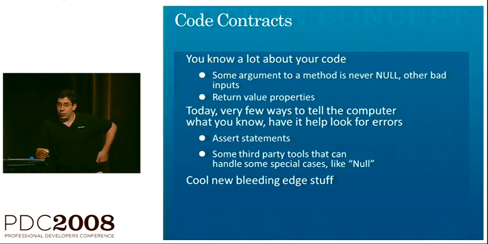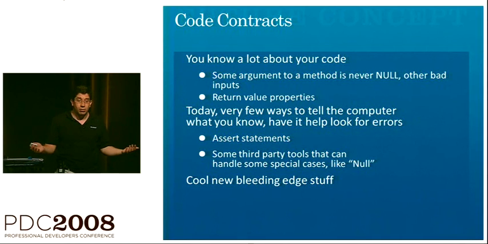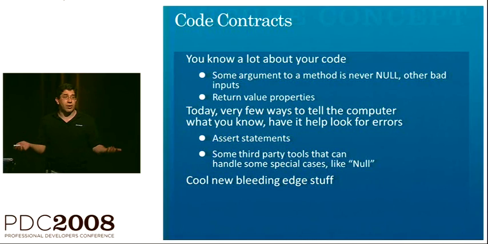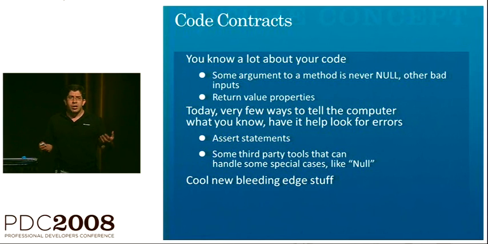So you know a lot about your code. You know things like some argument to a method is never null. You may know some things about bad inputs. You might know that an input is always greater than or equal to 0. You might know that some array always has at least one element. And lots of stuff that you know. You don't have any way really to tell the compiler about that today, right? You can do a few things. You can do assert statements, and those will check during your debug runs whether something is wrong. But it's a really fairly weak way of telling the compiler all the stuff you know.